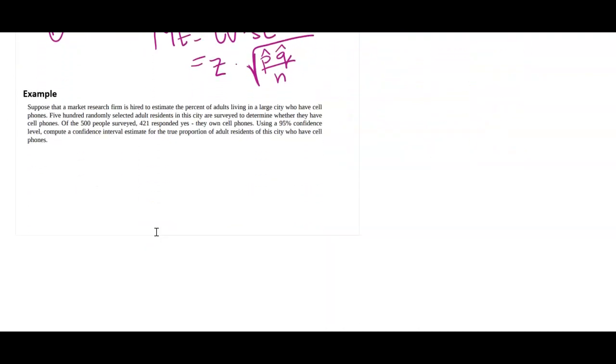All right, let's go ahead and look at a problem here. Suppose a market research firm wants to know the percent of adults living in a large city who have a cell phone. 500 randomly selected adults in the city were surveyed. Of those surveyed, 421 said yes. So our P hat would be 421 out of 500. And let's do the no's, the Q hat. 79 would be our Q hat.